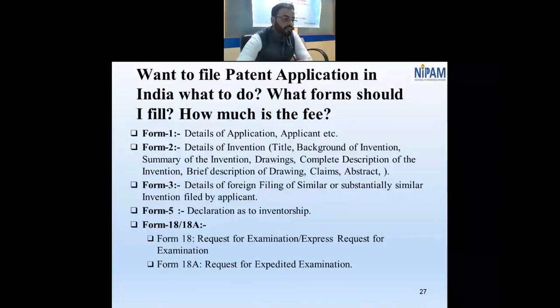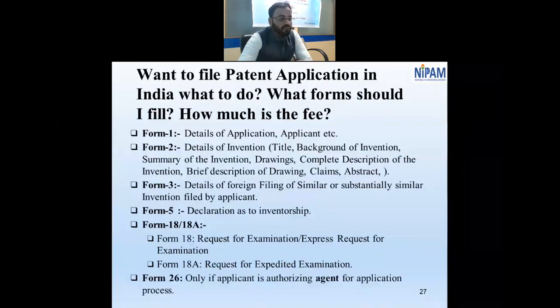Form 18A is for requesting expedited examination. Again, it's a very legal process. I'm not going into the specifics at this moment, but there are two different forms. If you want to expedite your process, you have to submit Form 18A. The normal course of duration is requested through Form 18.